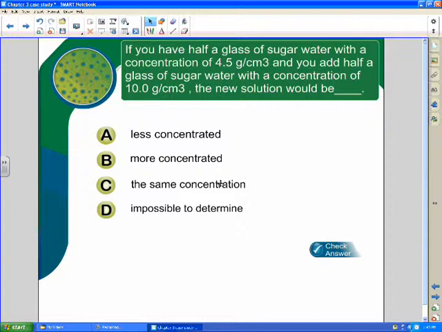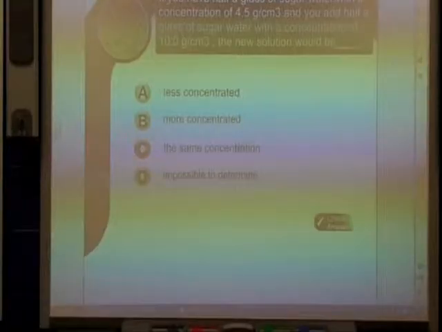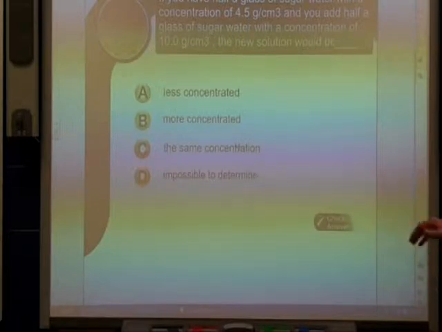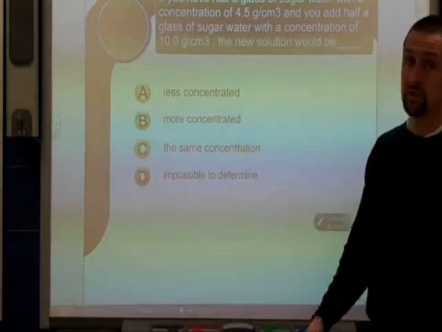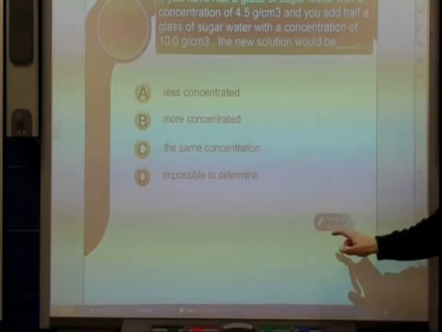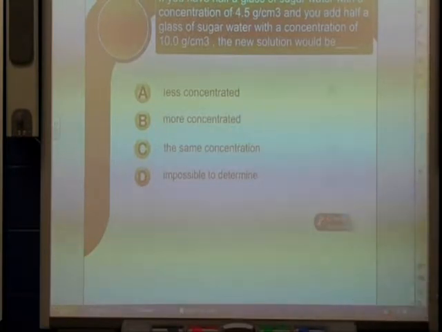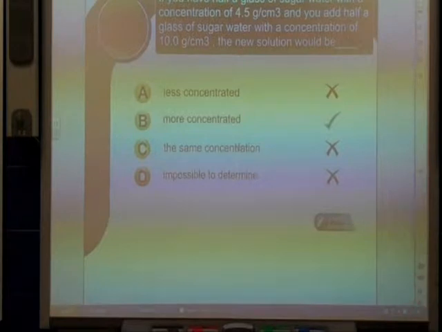So if you have half a glass of sugar water, and it has a concentration of 4.5 grams per milliliter, and you had half a glass of sugar water with a concentration that's much stronger, the new solution would be more concentrated.